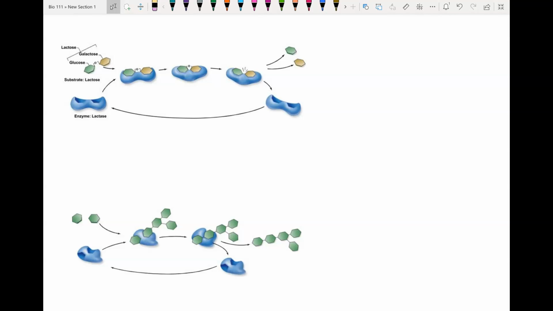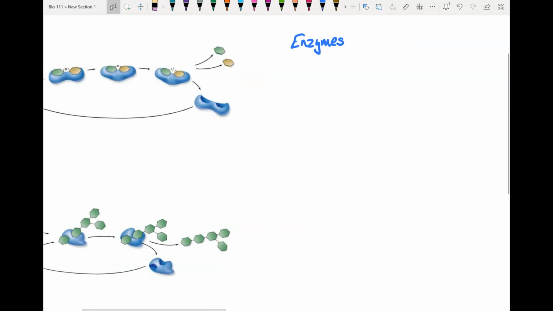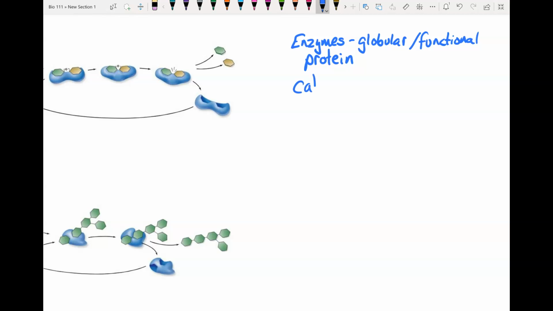Here we're going to look at enzymes. Enzymes are a globular protein, so that means they are functional. And their function is to be a catalyst. This means that they speed up the chemical reactions in your body.